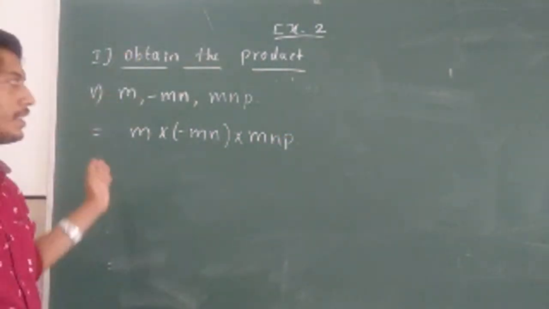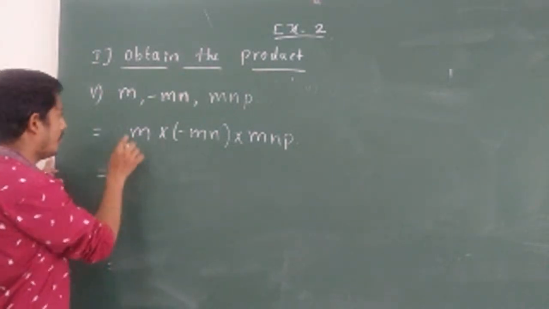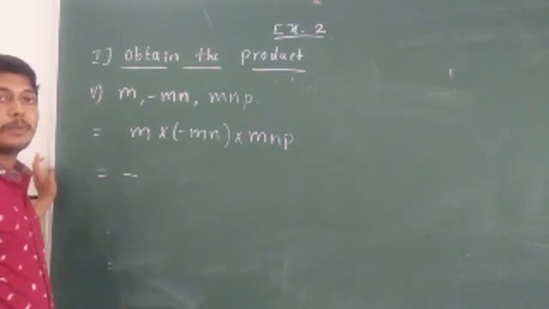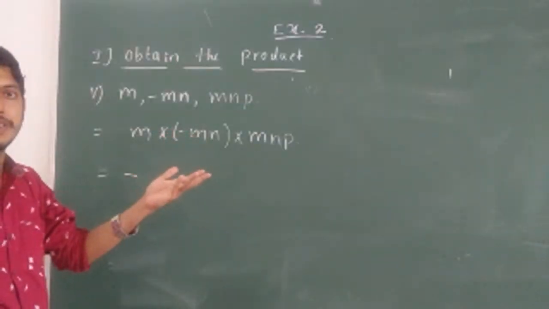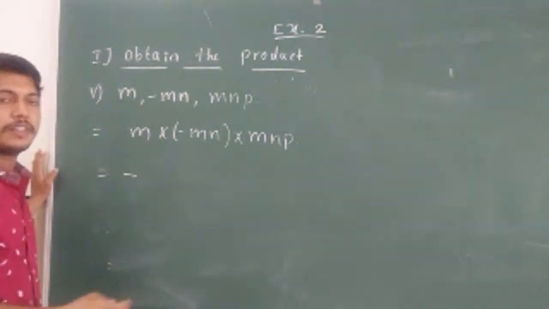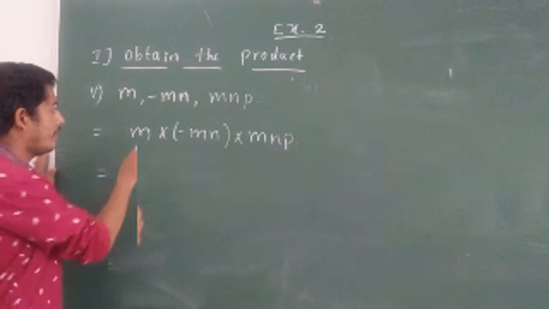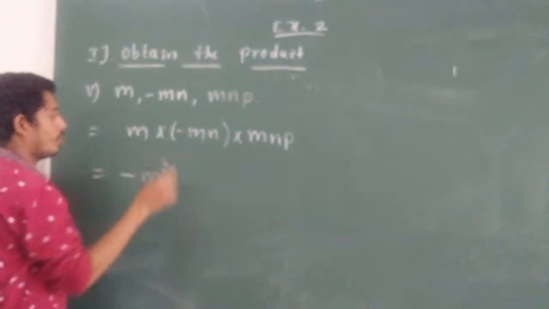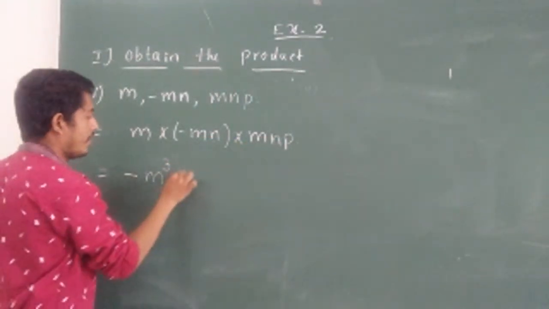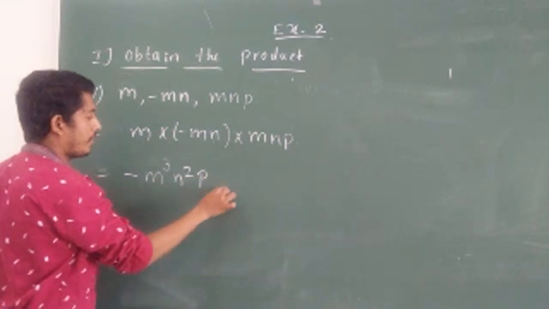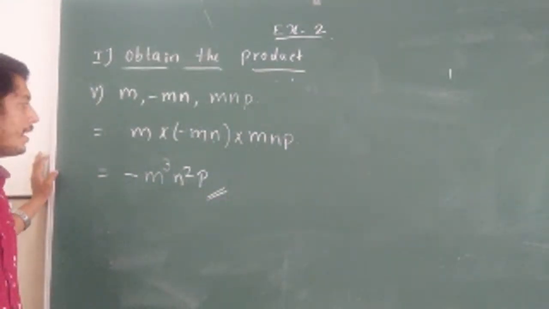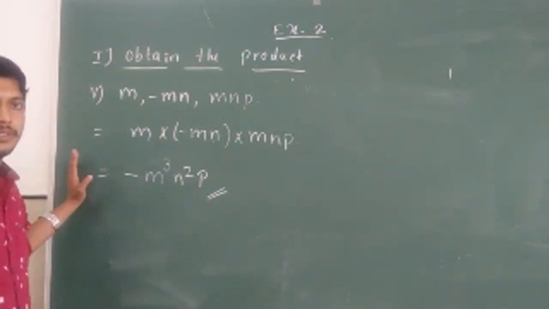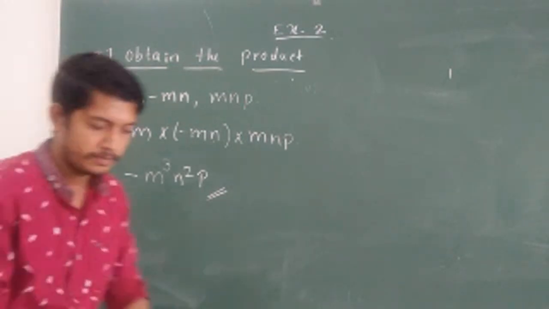Next step. First we will multiply the sign. Plus into minus is minus, minus into plus is minus. Next we will multiply the constant. Here the constant is not present, that means it is 1. The next thing is we have to multiply the variables. M, 3 m's are present, that becomes m cube. Then n square. Only one p is present, that becomes p. So therefore the answer is minus m cube n square p. So this is our solution. Okay, just look at the answer.